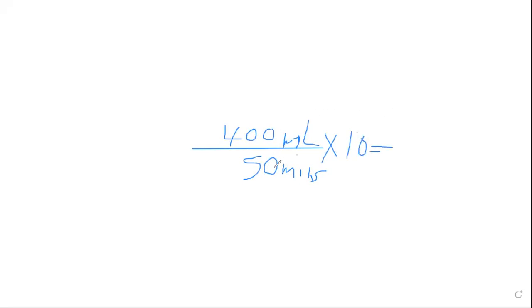So now you can just really do the math. It's 40 divided by 5, which should give you 8. And then you're multiplying that times your 10, which should give you 80 drops per minute.